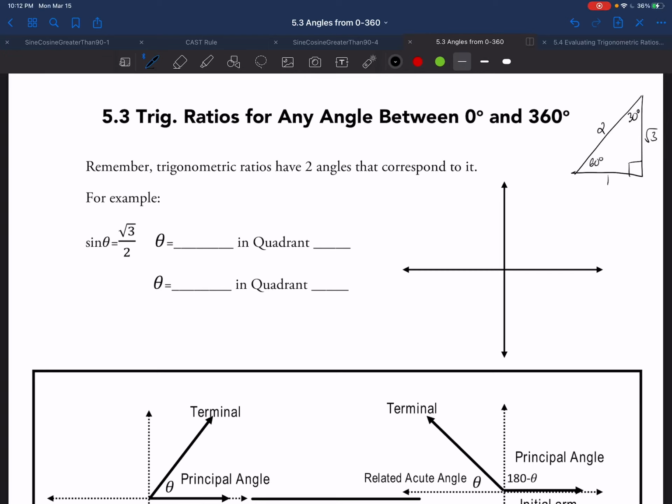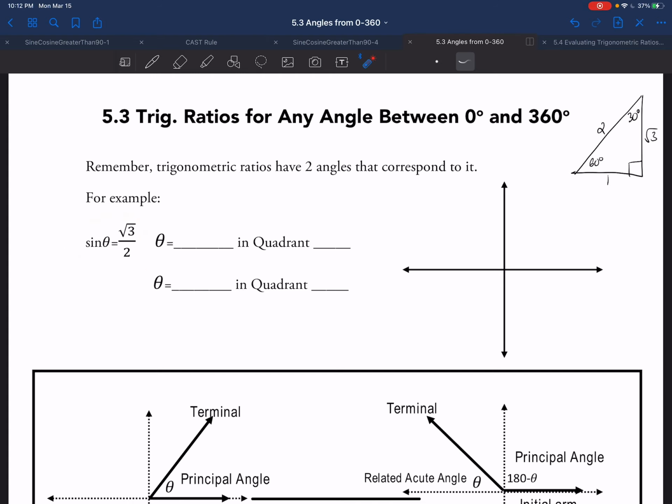So if we have angles between 0 and 360, we're going to get some questions that have some specific language to it. So I'm going to explain what that language is and then how to answer the question. We have to remember that every ratio has two angles that correspond to it. So what I mean by that is sine of some angle is root 3 over 2.